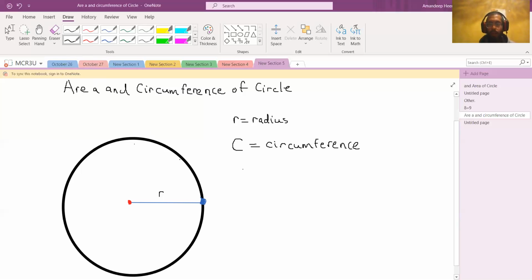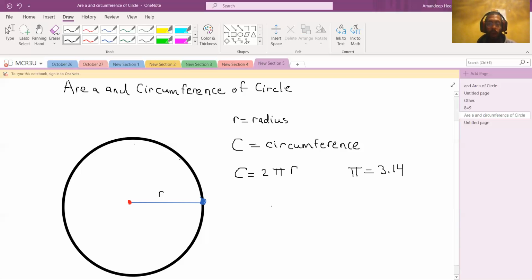So what's the formula to calculate the circumference of a circle? Well, the circumference of a circle is defined as 2 times pi times the radius. You may be asking, what is pi? Well, pi is 3.14. Pi stands for 3.14.